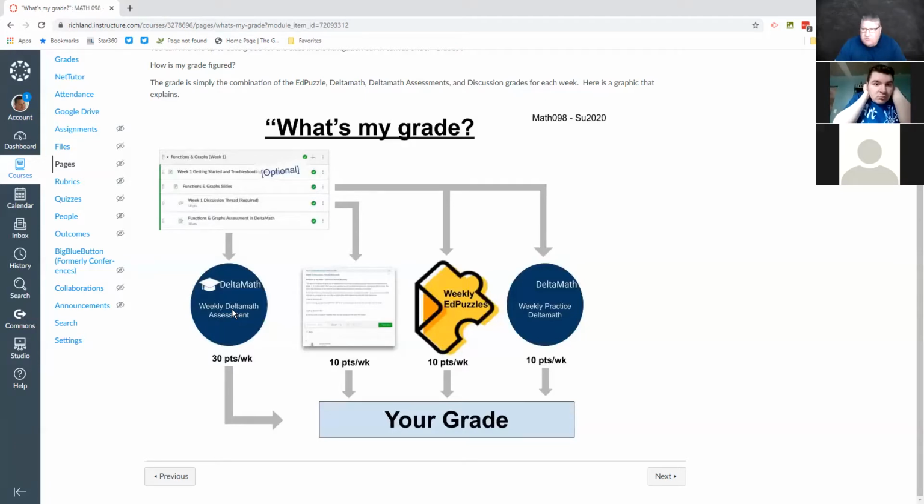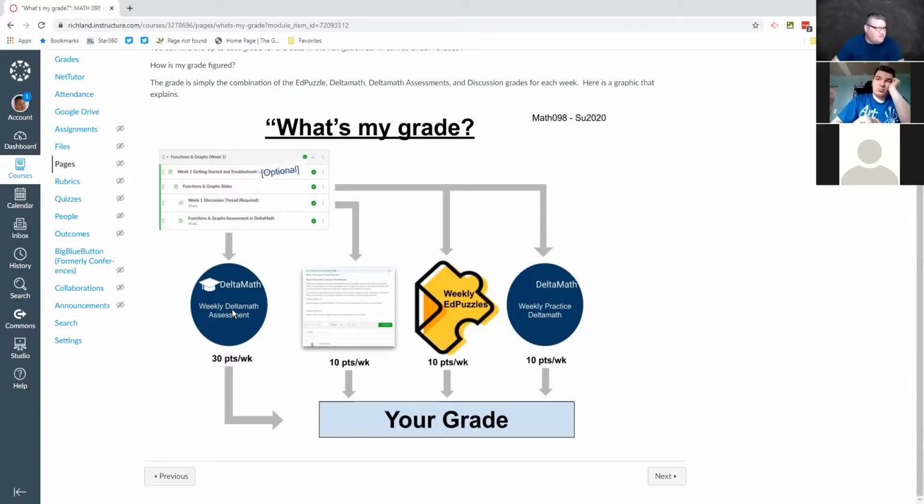Now, let's be very clear. Each unit, because we're in a full semester, a unit may be 2 weeks long. So what would you get for a unit that's 2 weeks long? 10 points each week for Delta Math, 10 points each week for Edpuzzle, 10 points each week for the discussion, and 30 points each week for the test. So basically in a unit, Delta Math becomes 20, Edpuzzle 20, discussions are 20, and the test at the end is 60. So regardless of how many weeks a section takes, the ratio of points stays the same.